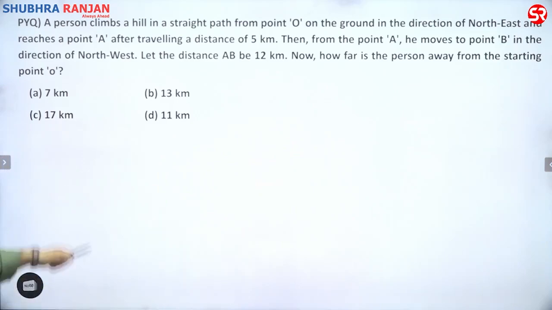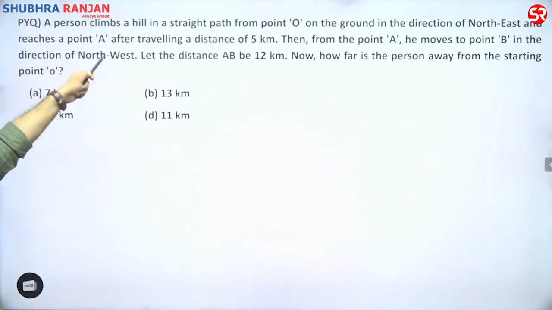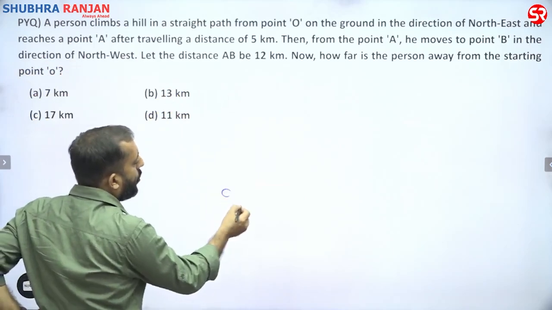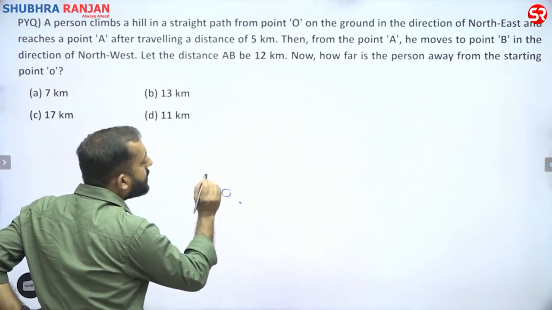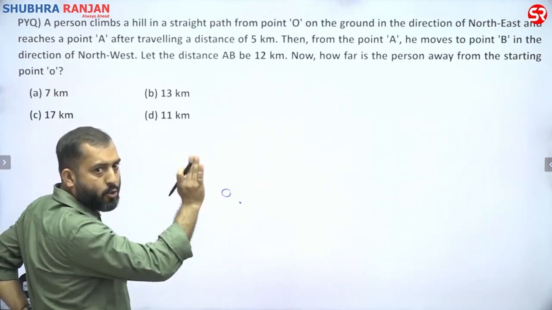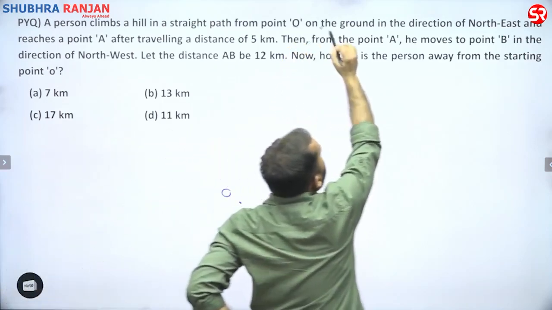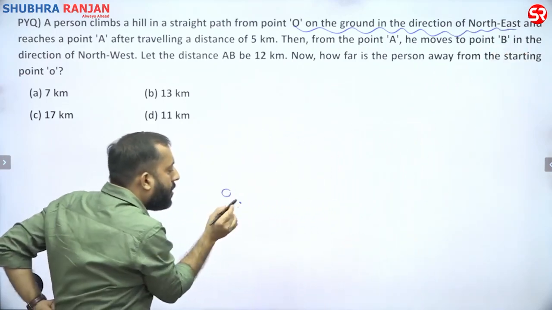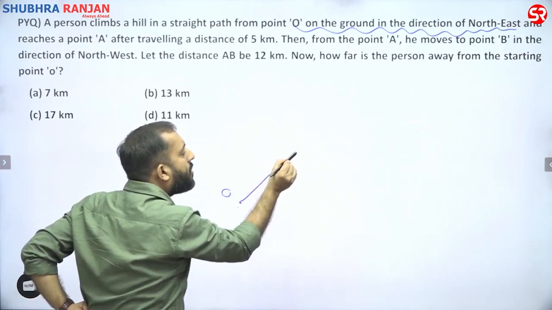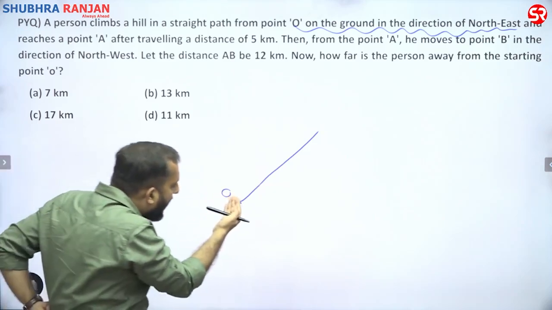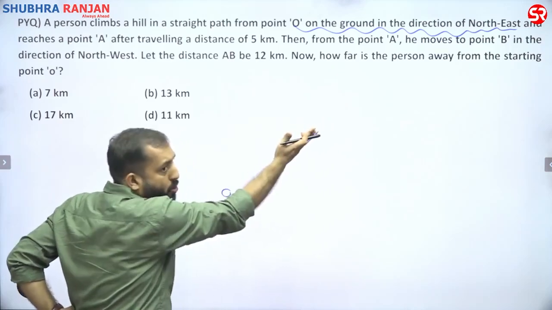Now, see guys, a person is climbing a hill in a straight path from point O. Let's say this is point O. From point O, a person is climbing the hill. Do we know the direction in which that person is going? Yes, it is written in the statement itself, northeast direction. So with respect to this point, this line has to be northeast, isn't it? Agreed or no? Okay.